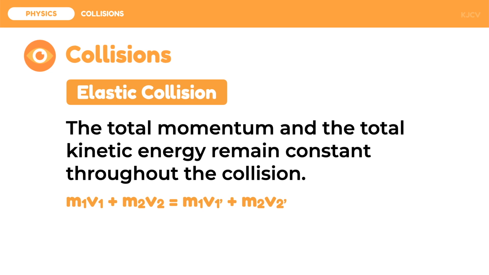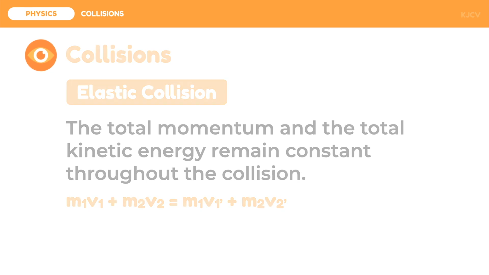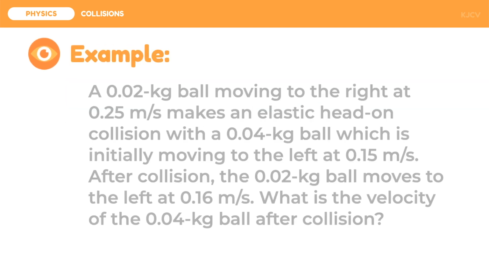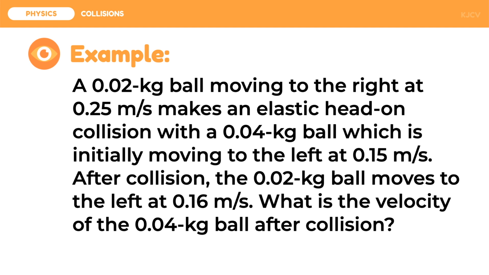Let us look at an example for elastic collision. A 0.02 kg ball moving to the right at 0.25 meters per second makes an elastic head-on collision with a 0.04 kg ball, which is initially moving to the left at 0.15 meters per second. After collision, the 0.02 kg ball moves to the left at 0.16 meters per second. What is the velocity of the 0.04 kg ball after collision?